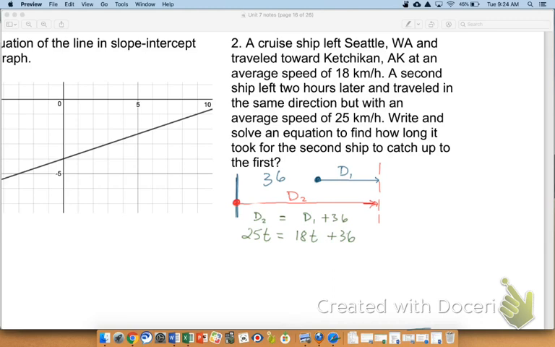Colton. Would D2 minus D1 equal 36? Yes, that's just a slight rearrangement of what we have up there. Totally. That would work great. And this is where I shy away from the really rigid, you must make a graphic organizer.